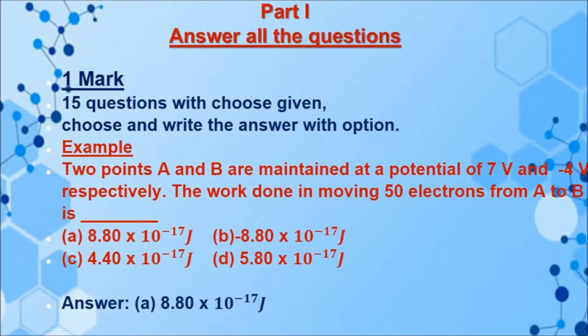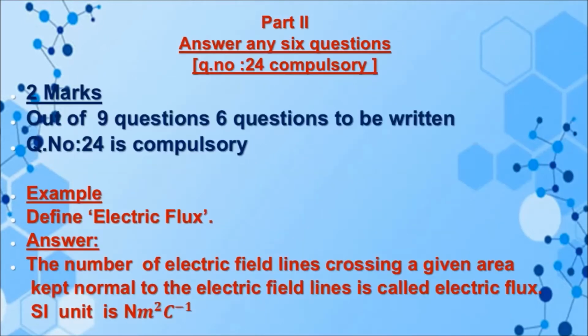So first, part 1 is choose the best answer. Part 2 is a 2 mark question. Totally 9 questions may be given. You have to attend any 6 questions. In the 6 questions, 5 questions are for the theory part plus 1 compulsory question. That compulsory question number is 24. It may be a problem or conceptual question.